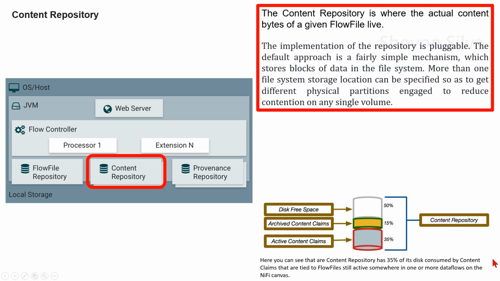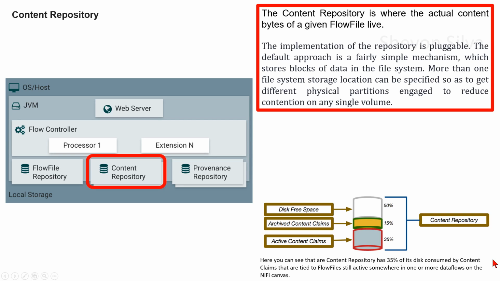Here you can see that the content repository has 35% of its disk consumed by content claims that are tied to flow files still active somewhere in one or more data flows on the NiFi canvas. This leaves 15% of the disk space to be used for archived content claims.